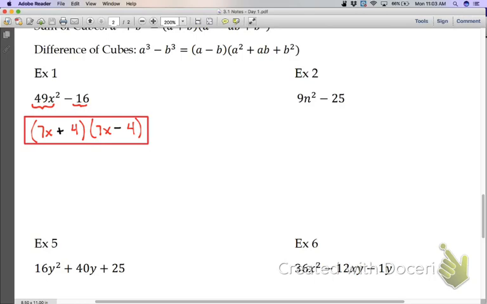I just have to find the square root of 49x squared. Well, it's 7x. What's the square root of 16? It's 4. Then I have a positive and a negative version of it. Same way over here with 9n squared minus 25. I have a subtraction and both are perfect squares, so what number times itself gives me 9n squared? Well, 3n. What number times itself gives me 25? That would be 5. So I'm going to write the same 2 values. The only thing that's different is one's going to be a positive and one's going to be a negative.